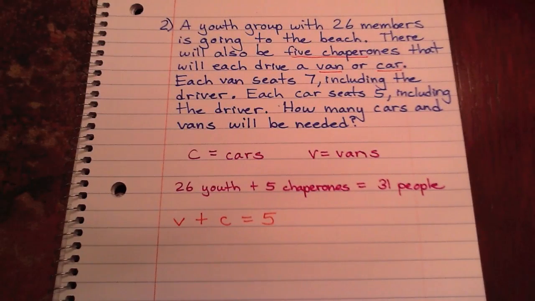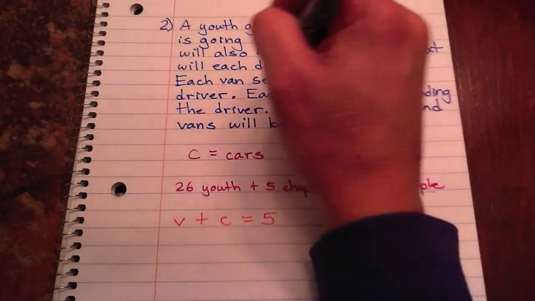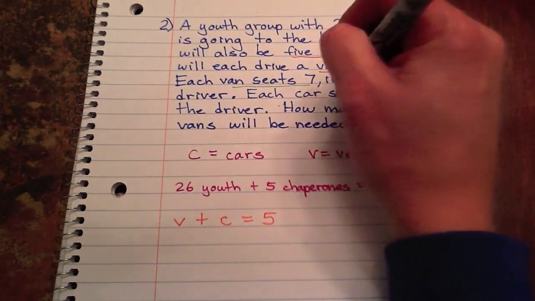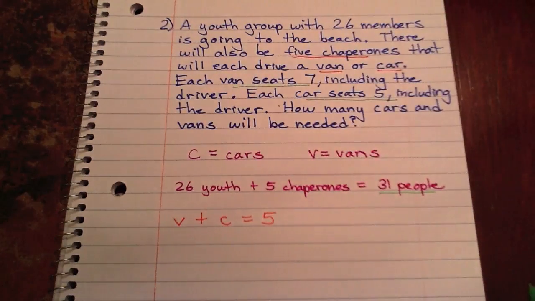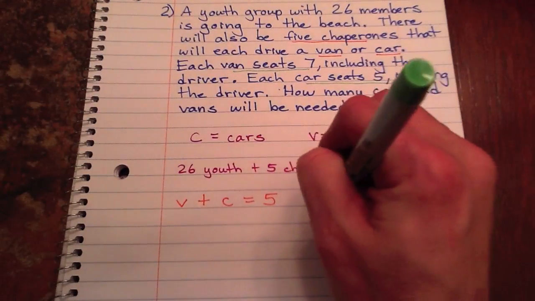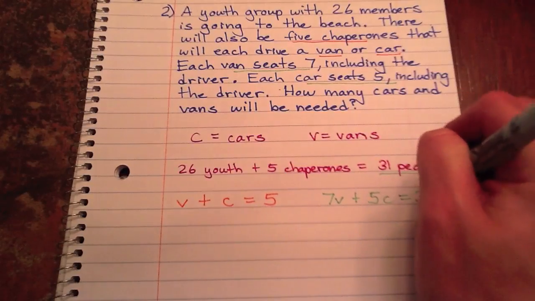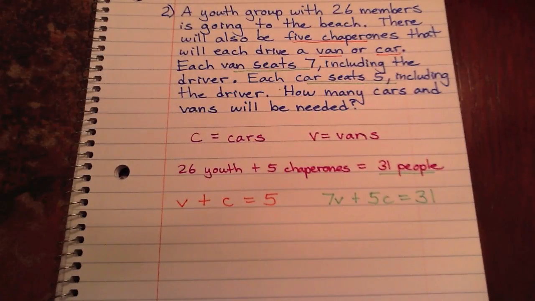Second equation is based on how many people. That's where we have to talk about these 31 people. 31 people, 7 in a van and 5 in a car. So 7 for every van plus 5 for every car equals the 31 people total.